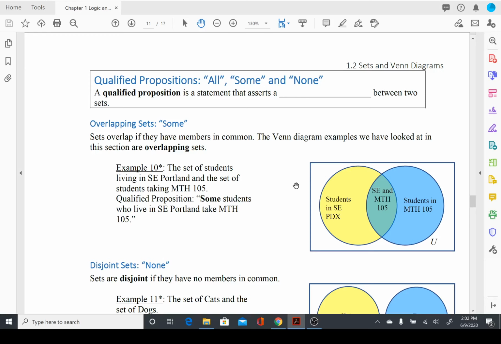We're going to finish up 1.2, sets and Venn diagrams. First, we're going to talk about qualified propositions: all, some, and none. A qualified proposition is a statement that asserts a relationship between two sets.